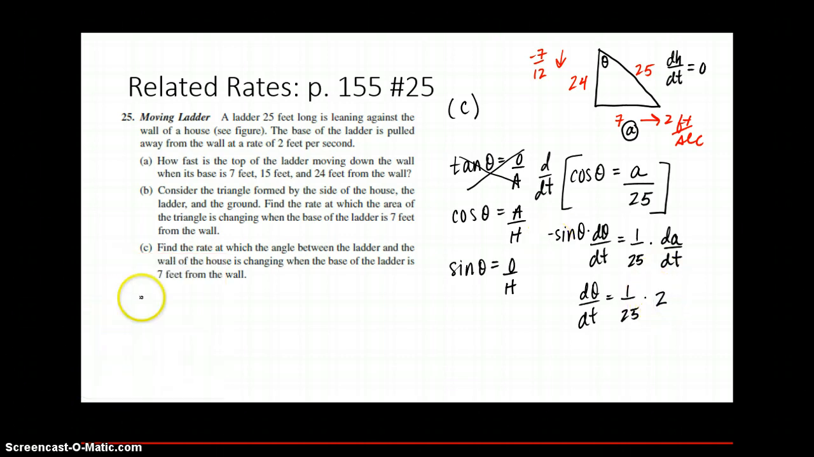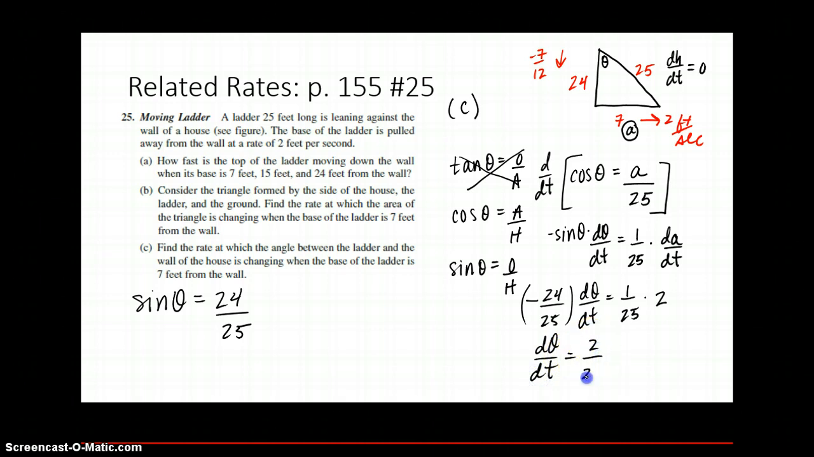Now we got to work on the sine of theta. Sine of theta, now we can go back to the triangle with the information filled in. Sine of theta is the opposite side over the hypotenuse. So that's what I'm going to plug in. Negative sine of theta. So solving this for d theta dt, I have 2/25 times 25 over -24, multiplying by the reciprocal from the left. So I get -1/12, and that would be radians per second.